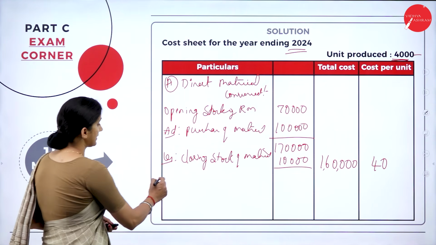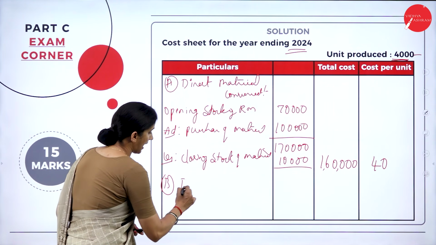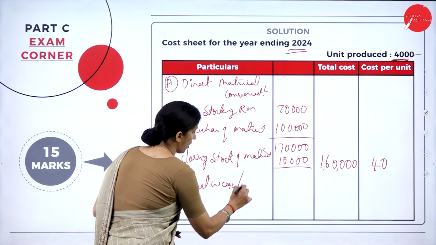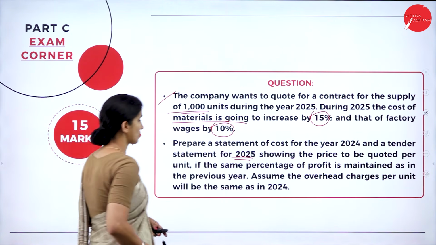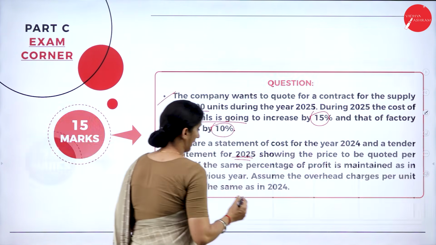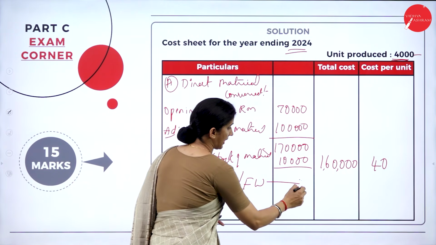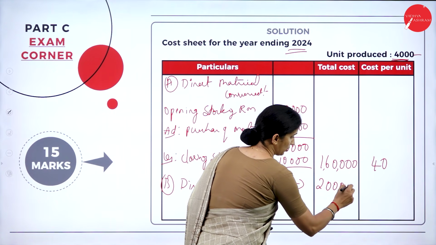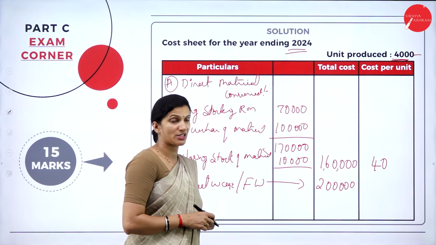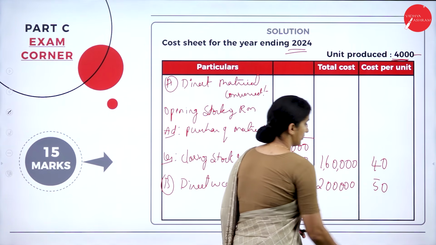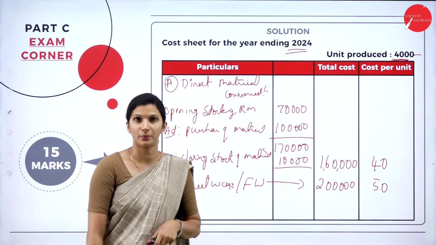Next, the second element we have is the direct wage, or factory wage. What is the direct wage given here? Direct wage is 2 lakh. The direct wage we can directly write in the outer column, that is the total cost column, 2 lakh. So the per unit direct wage will be 2 lakh divided by 4,000, so it will be 50 rupees per unit.